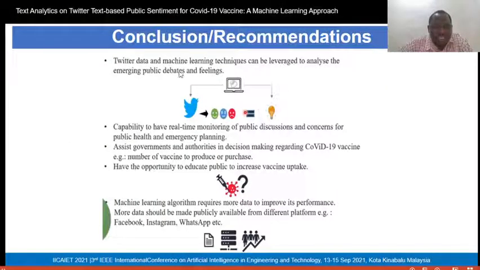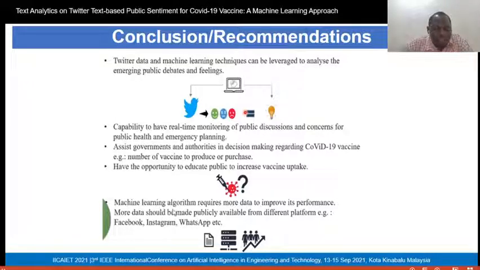The last slide is the conclusion and recommendation. Some of the conclusions and recommendations in this research are: number one, Twitter data and machine learning techniques can be leveraged to analyze emerging public debates and feelings, especially regarding the COVID-19 vaccine. Then also the capability of real-time monitoring of public discussion and concerns for public health and emergency planning. It will also assist government and authorities in decision making regarding the COVID-19 vaccine, for example the number of vaccines to produce or purchase. And also it offers the opportunity to educate people to increase vaccine uptake.